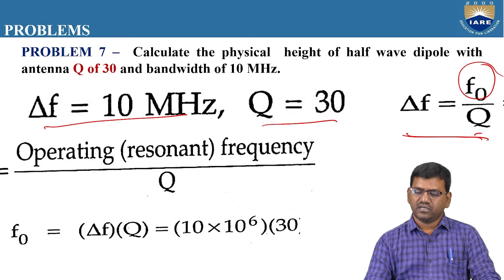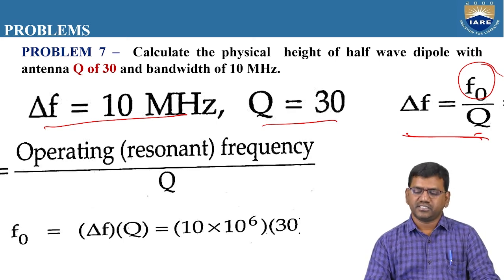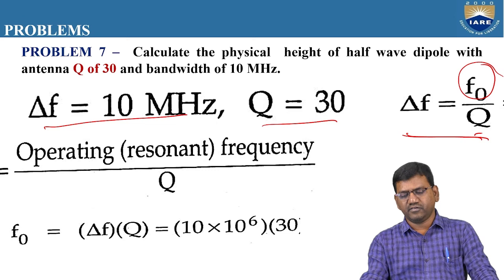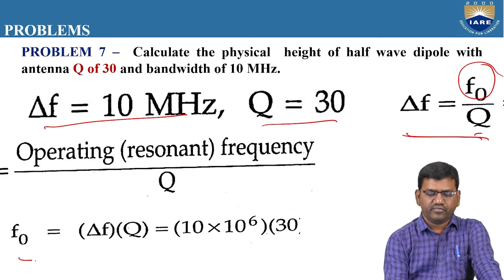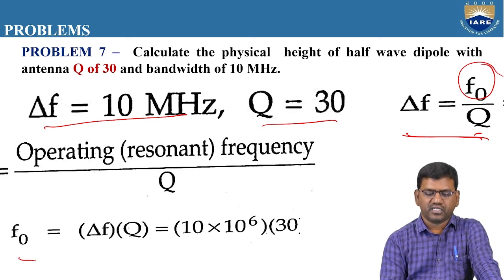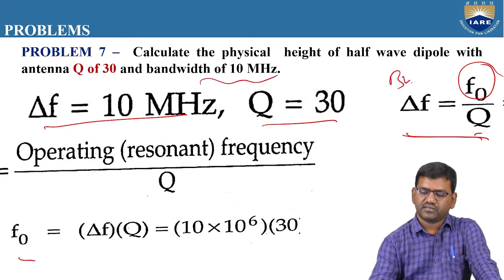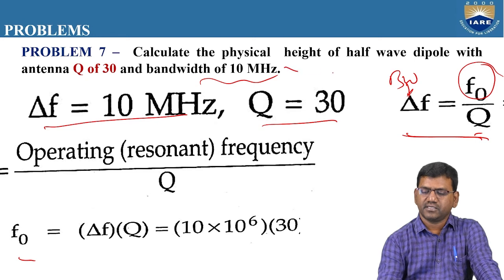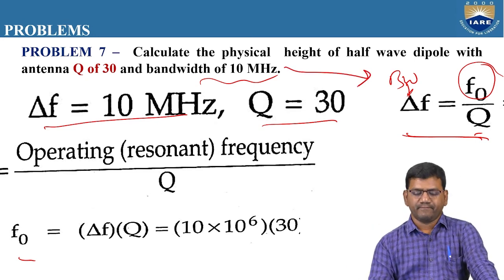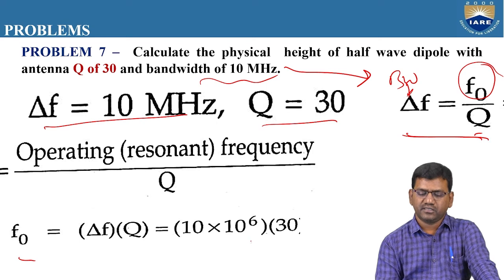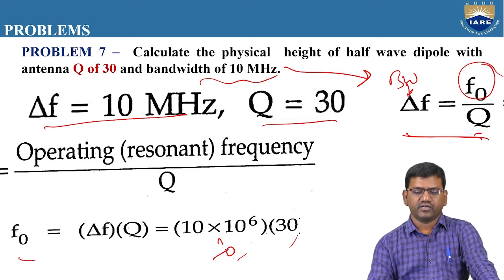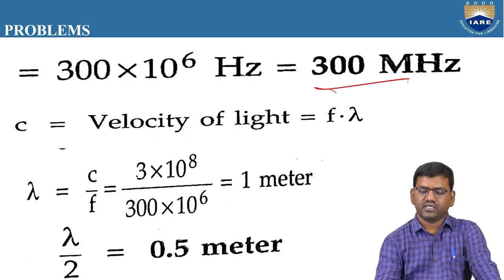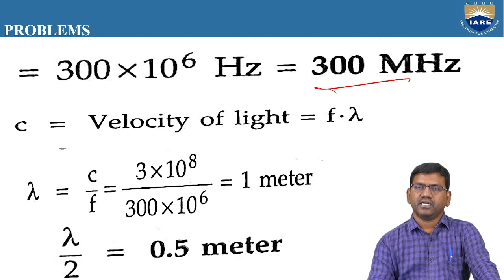So bandwidth is related to the resonant frequency by this expression, del F is equal to F naught by Q. Del F represents the bandwidth. So bandwidth is equal to the resonant frequency by the quality factor. Now we need to determine the F naught value. We do not know F naught. According to the given data, del F is given as 10 megahertz. Right? So 10 megahertz means 10 into 10 power 6, into 30. If you simplify, you will get the value of F naught. So F naught is equal to 300 megahertz. Right? So you got the F naught value.